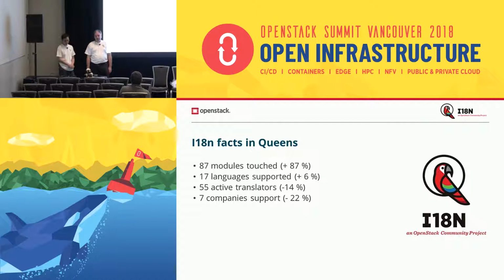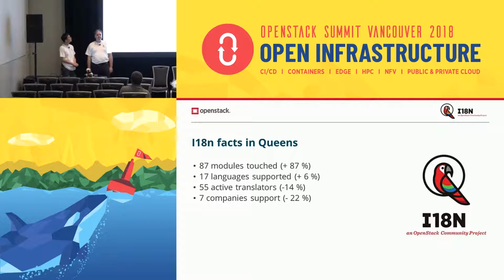Some facts in Queens. We touched 87 modules in Queens. This is a plus of 87%. Modules means, for example, the Horizon dashboard or books like OpenStack manuals, like the security guide or API guide. We're supporting 17 languages in Queens. It's a plus of 6%. This means 1 language was added in this cycle.